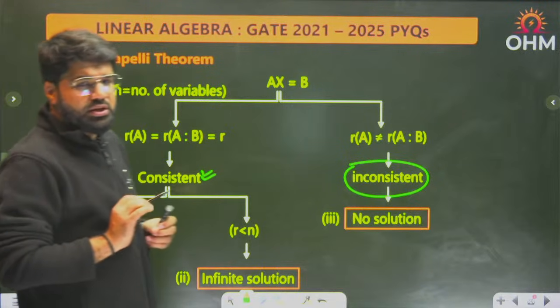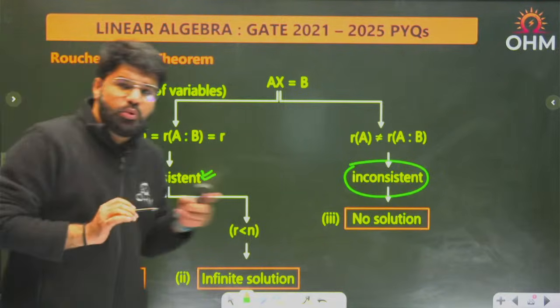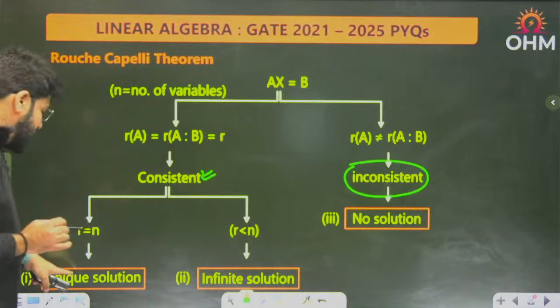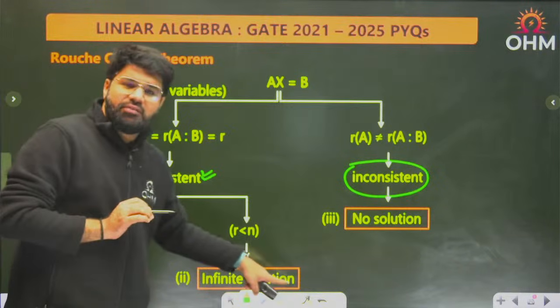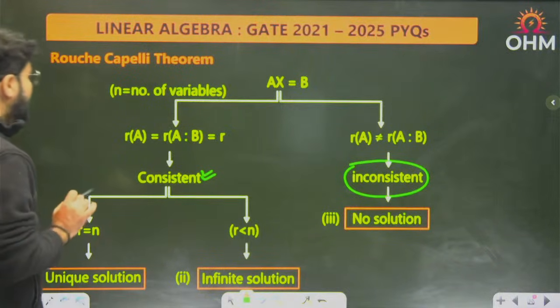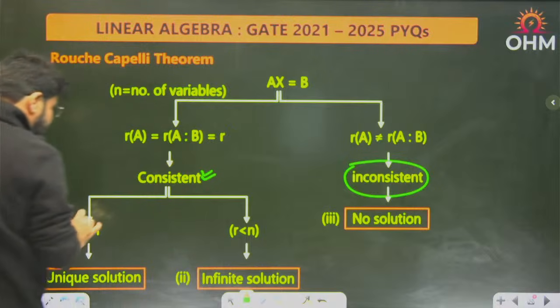But if it is solvable, how many solutions? One or more. It may have one solution, that is a unique solution, or it may have more than one, meaning infinite. If both the ranks are equal and equal to n, where what is n?